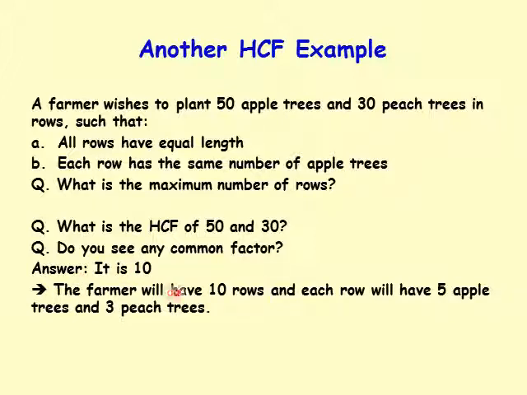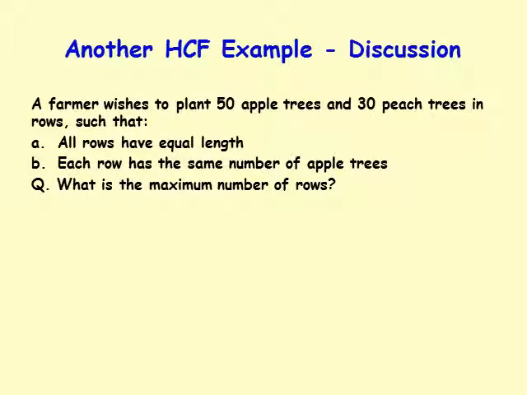Let's continue. The farmer will have 10 rows, and each row will have 5 apple trees and 3 peach trees. So the HCF is 10. We have 10 rows, and there were 80 trees here, 50 plus 30. So each row would have 8 trees, 5 apple trees and 3 peach trees. Okay, let us continue.